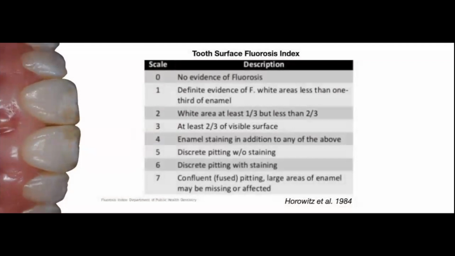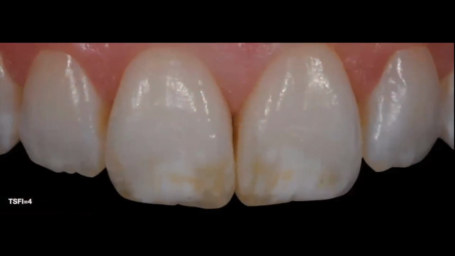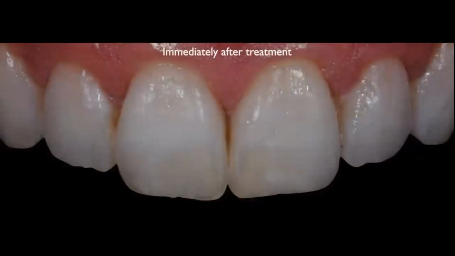We classified her case, again, using the same table that I shared with you initially, and we were able to classify her as a TSFI number 4, because you see now you not only have the white spots, but you also have some staining. But there is no pitting of the enamel, which would take her to either a 5 or a 6. So once you start seeing those irregular pitting or horizontal lines on the enamel, you know that you are at a higher index of fluorosis. So for her, again, TSFI 4.